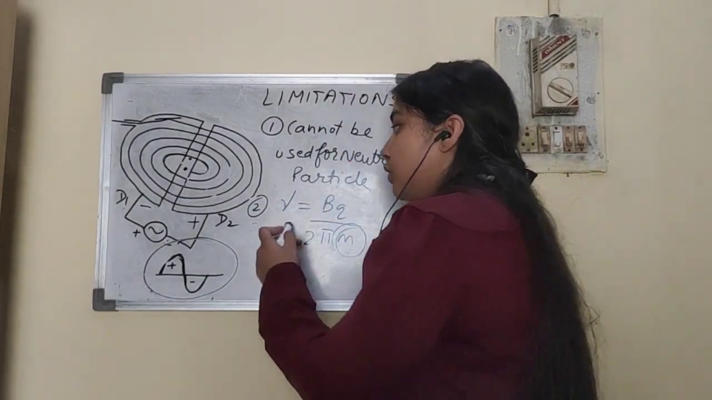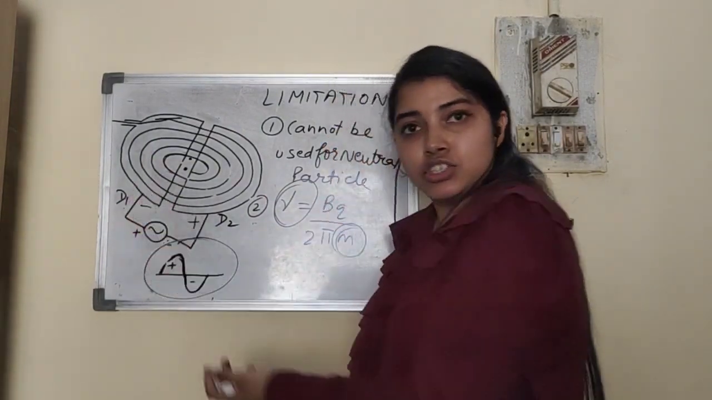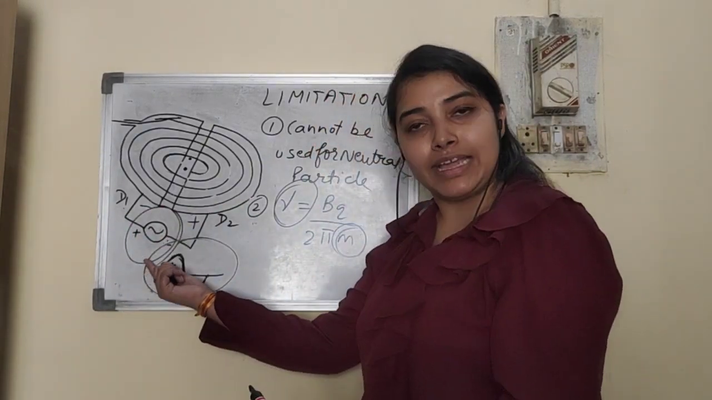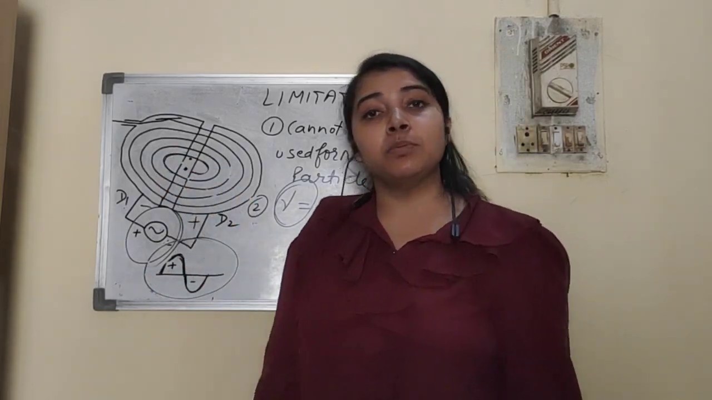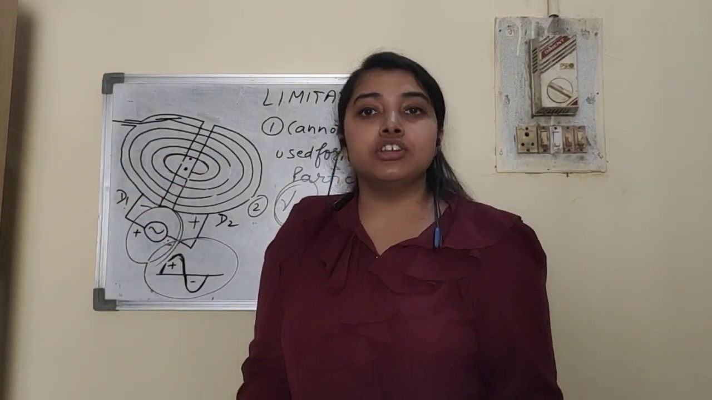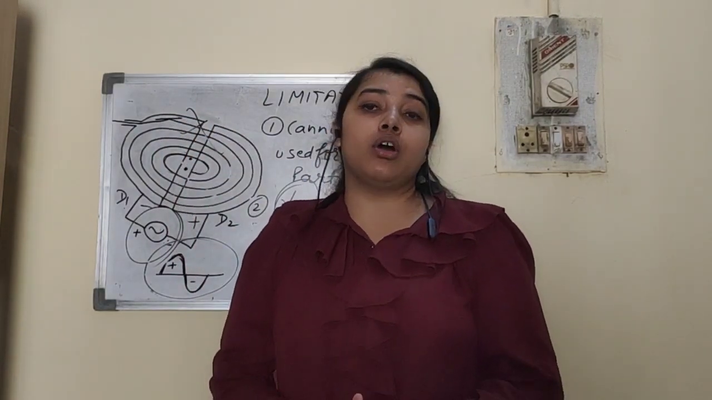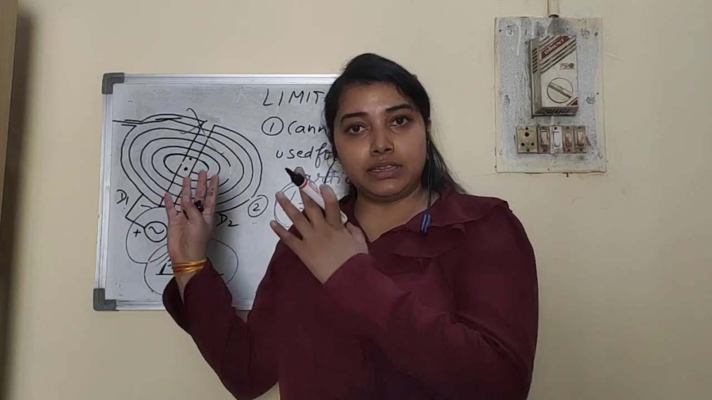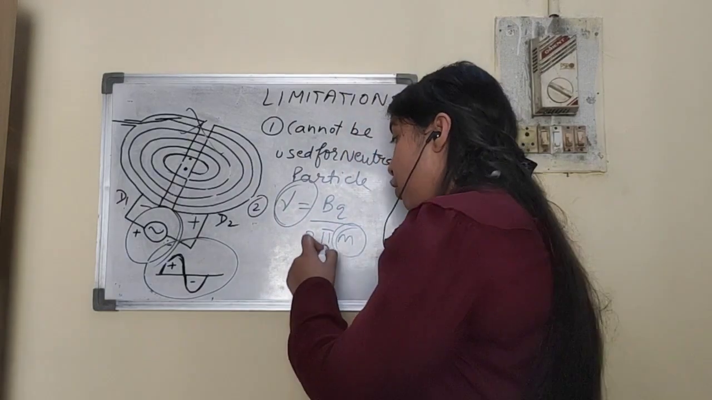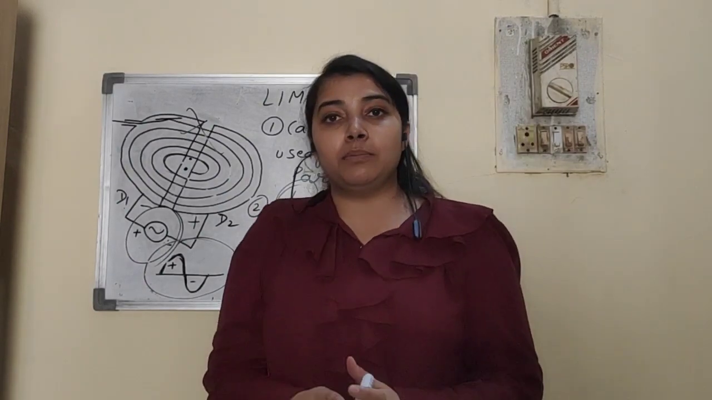If the mass changes, the frequency will also be affected. If the frequency is affected, it will not match. The time period will not match the time period of the AC oscillator. The frequency of the AC oscillator will not match the frequency of the charged particle. So in that case, the polarity will not change on time, and if the polarity does not change on time, the process will not work. So basically an electron cannot be used in this apparatus. We cannot accelerate an electron with the help of a cyclotron, because the mass of the electron will change, and if the mass changes, the frequency will also change. So these are the two limitations of the cyclotron.